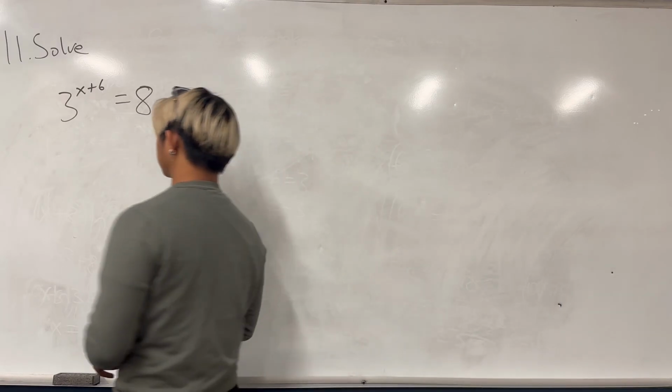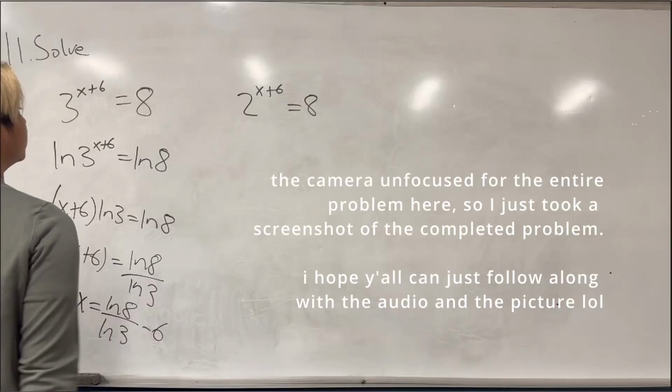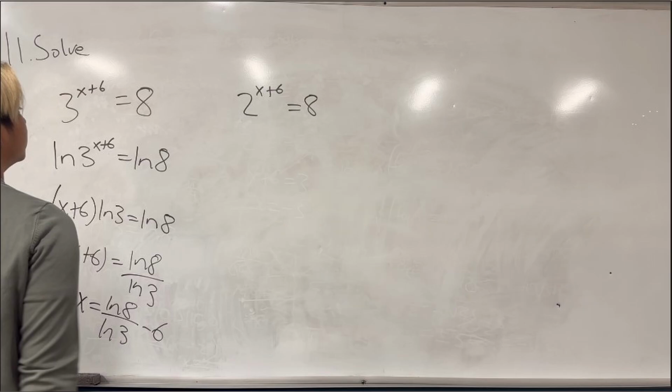So what's the first step here? If the bases don't really match up to each other, what can we do? How do we bring this exponent down as a coefficient? Well, we can ln both sides. So ln of 3 to the x plus 6 equals ln of 8. Now, since both sides are ln, we can bring this exponent down as a coefficient. It becomes x plus 6 times ln of 3 is equal to ln of 8.